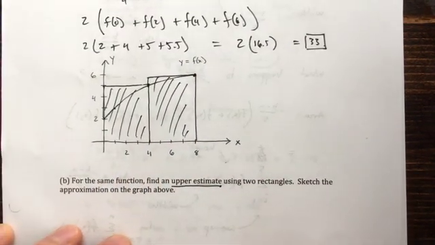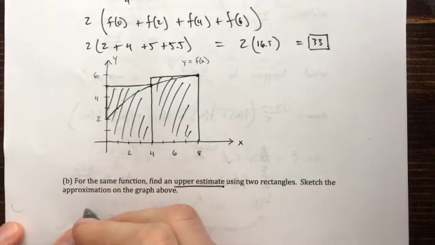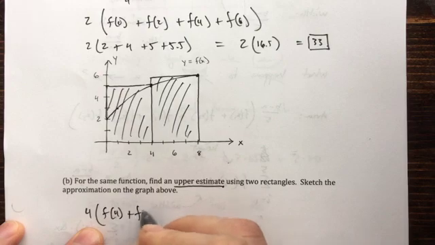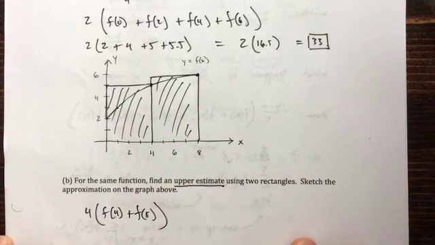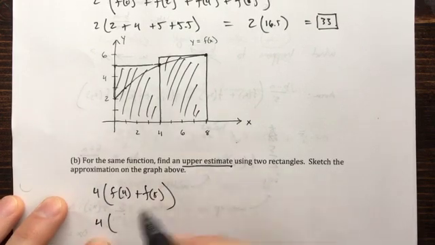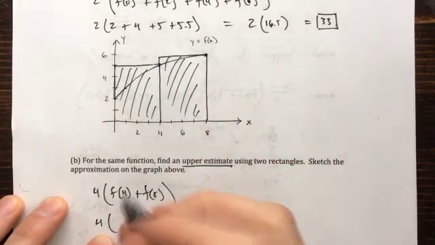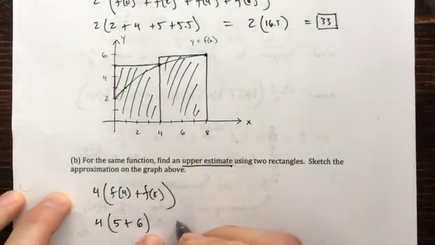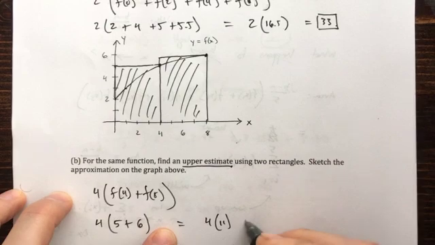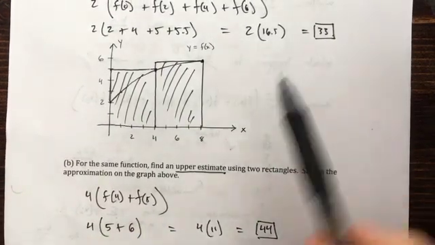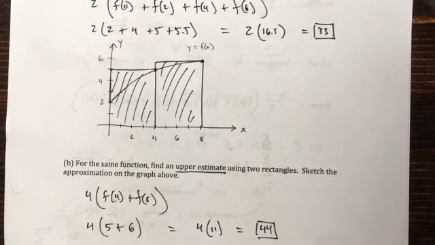Okay, so that area should be our width, 4, times f of 4 plus f of 8. Right, we only want 2 rectangles, so let's make sure we just do that. That's going to be 4 times, let's see, f of 4 we decided was 5, and f of 8 looks like it's about 6. So that should be 4 times 11, which is 44. So it makes sense that our underestimate was 33, our overestimate is 44, so the actual area under that curve is somewhere in between.